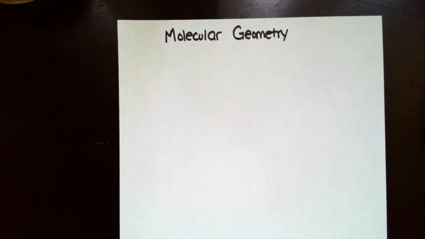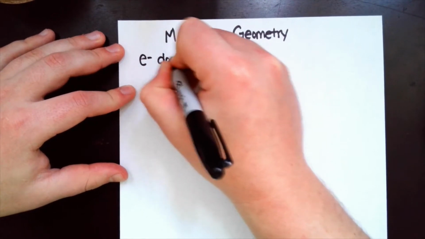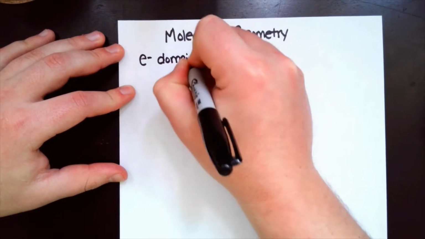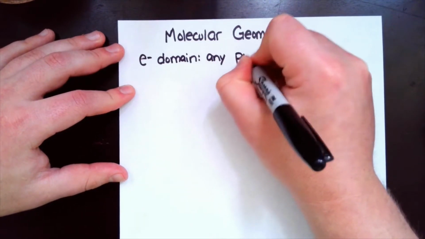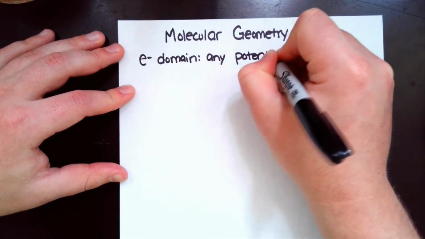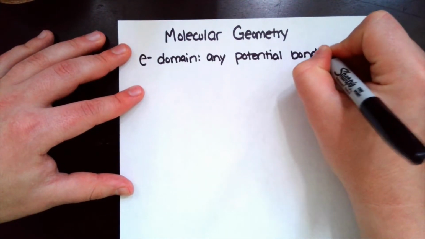This video is going to discuss molecular geometry, which basically means the actual three-dimensional shape of molecules. So, before I start talking about the actual shapes, I need to define a term. So this is electron domain. An electron domain is just any potential bonding site. So what do I mean by that?